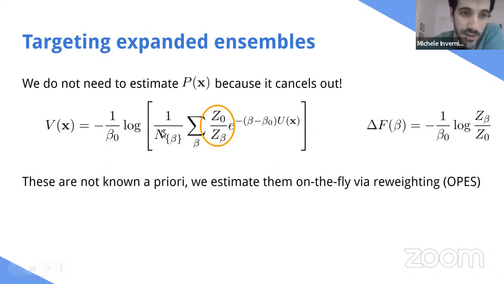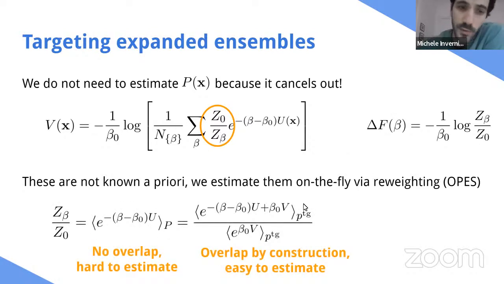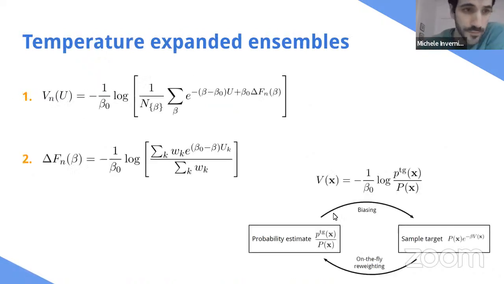But again, this bias is still unknown because we don't know the ratio between these partition functions. We can rewrite it as a free energy. And the idea of OPES is to use reweighting to estimate these free energy terms. Of course, if you try to estimate these on one single temperature, there is basically zero overlap, so it's very hard to estimate these things. Instead, if you are trying to estimate those by sampling the target distribution, it becomes easy. And this allows the iterative procedure to work.